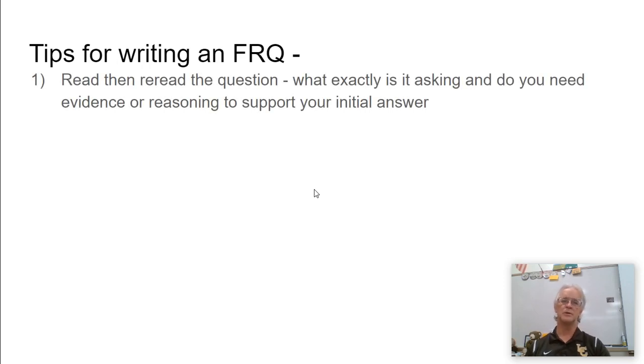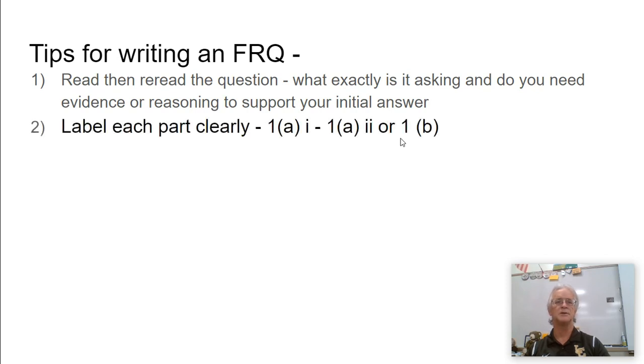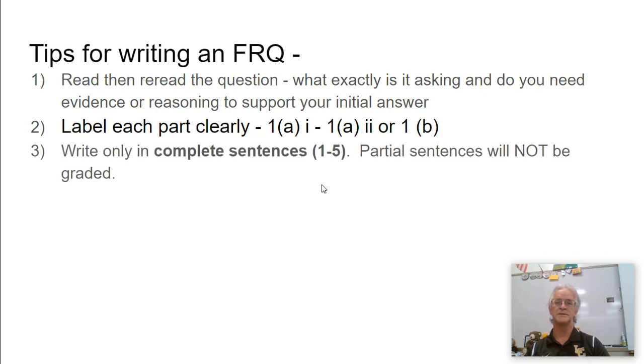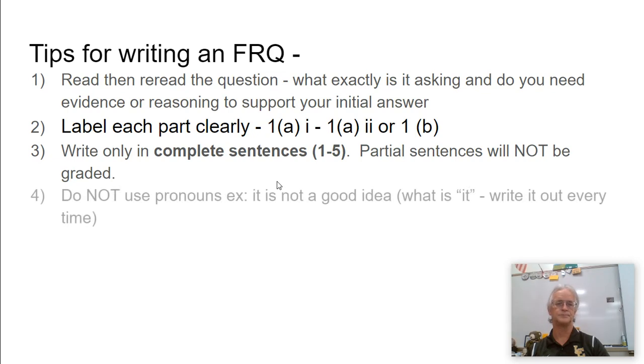Tips for writing an FRQ. Read, then reread the question. Then read the prompt, the stuff before it, or look at the pictures or the graphs. What exactly is it asking? And do you need evidence or reasoning to support your initial answer? Label each part of your answer clearly: 1A, 1A I, 1B, however you need to write it to make sure that the reader can see it. Write only complete sentences. Partial sentences will not be graded.